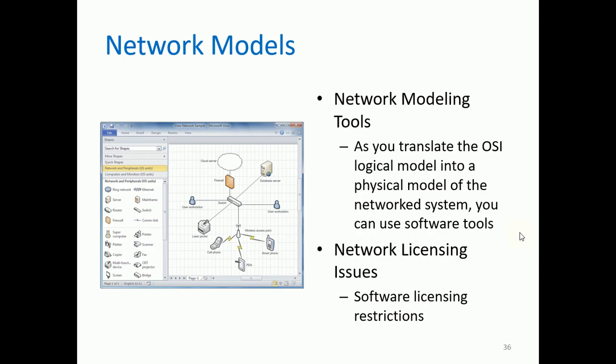Okay, next we have network modeling tools. As you translate the OSI logical model into a physical model of the network system, you can use software tools. For this example, we have Microsoft Visio, which has its own network modeling tools. But of course, there are licensing issues, and Microsoft Visio is not free. The network licensing issues are the software licensing restrictions.